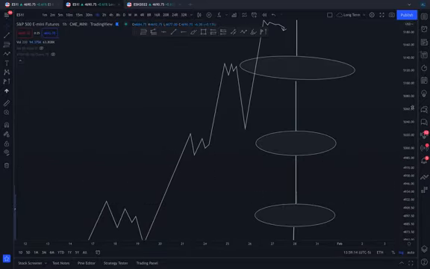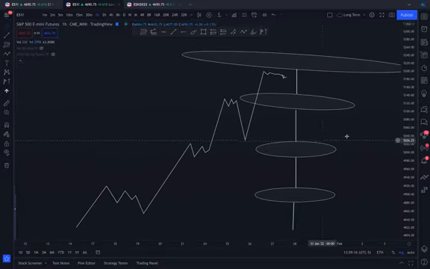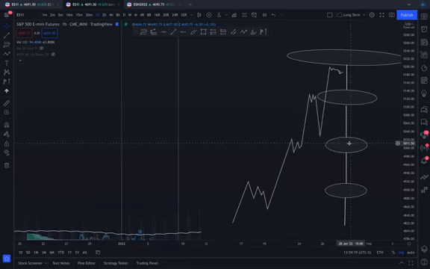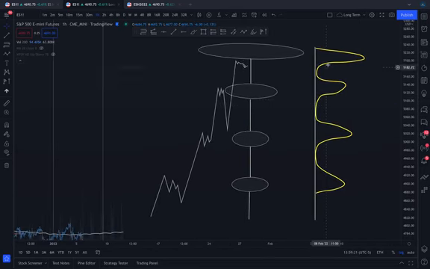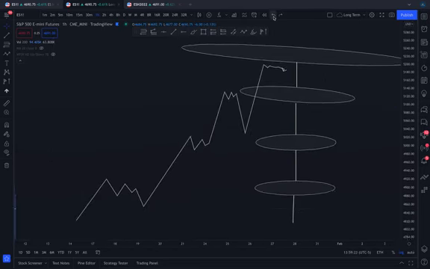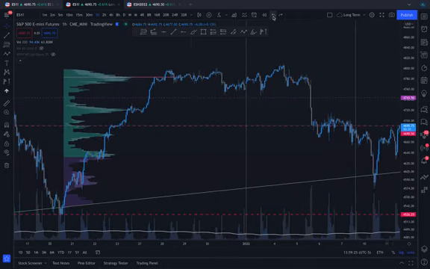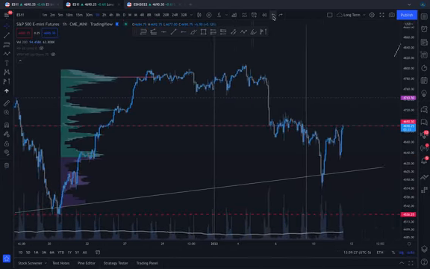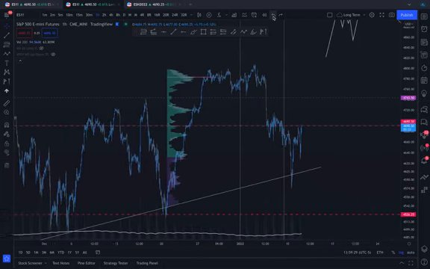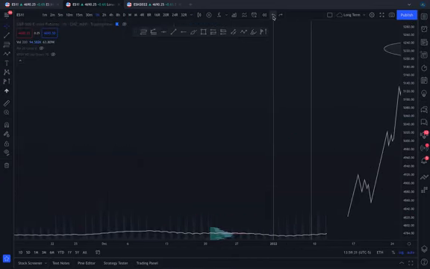And so while typical price action traders, we often, and I'm very much a price action trader too, let me get rid of some of this stuff. Sorry, guys. There's probably a faster way to do this, but I'm not that savvy.